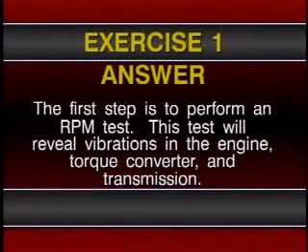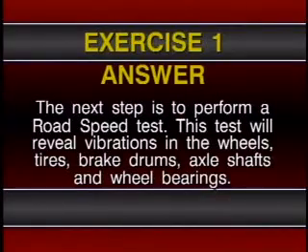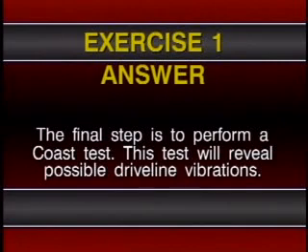Your answer for Exercise 1 should be: the first step in isolating a vibration problem is the RPM test. Vibrations that show up in this test are caused by engine, torque converter, or transmission problems. The road speed test helps eliminate wheels, tires, brake drums, axle shaft, or wheel bearing problems as vibration sources. And the high-speed coast test tells you it may be a driveline problem.